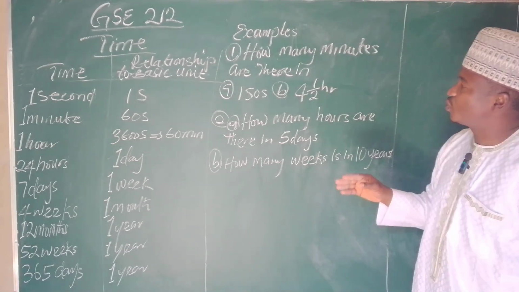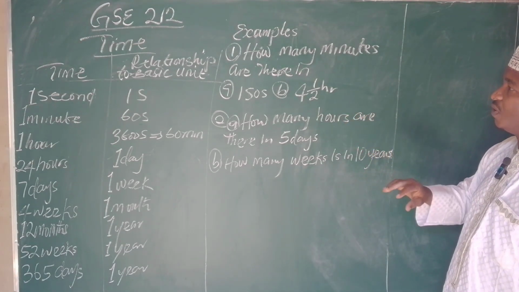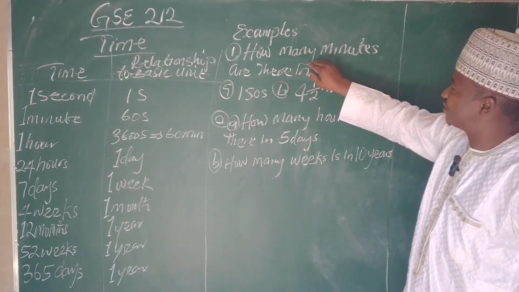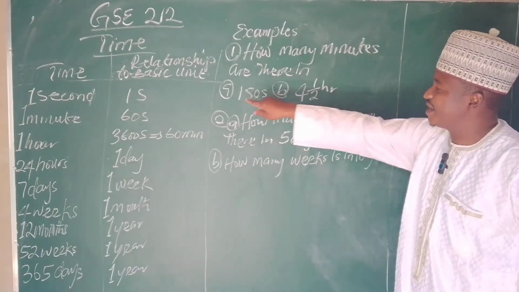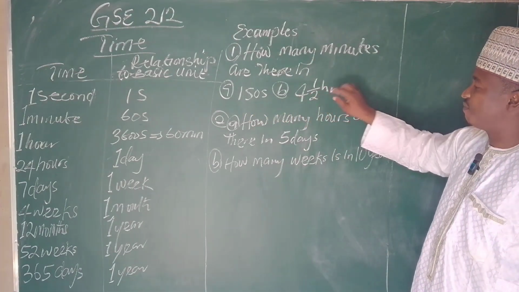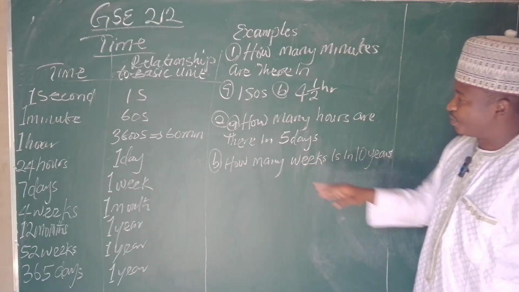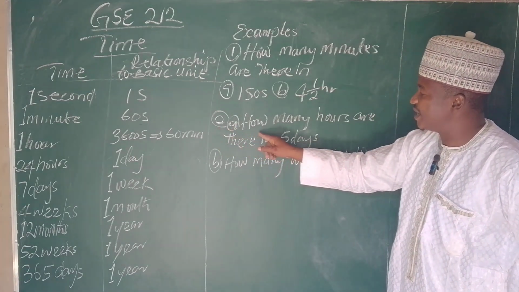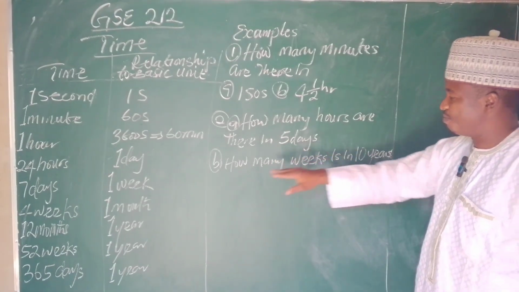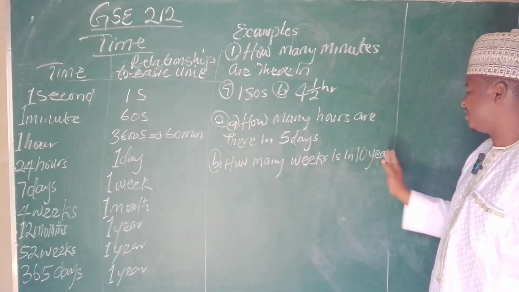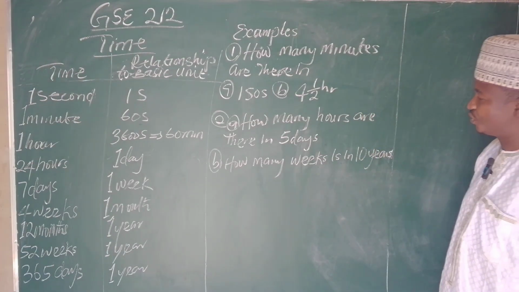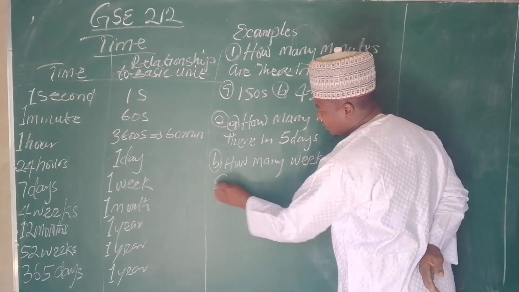And we also have two examples on the board to solve. Example 1 says: how many minutes are there in A, 150 seconds, B, 4.5 hours. Then 2, A says: how many hours are there in 5 days. Then B says: how many weeks are in 10 years. So now we should solve these questions on the board to see the solution.